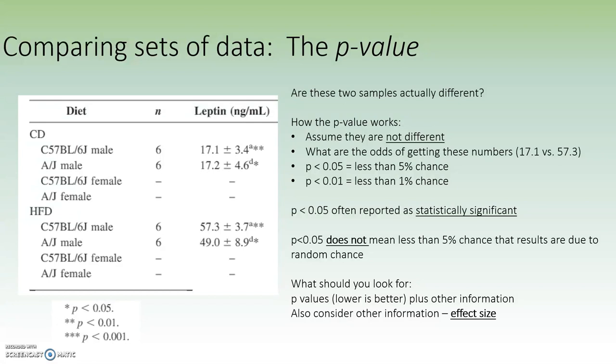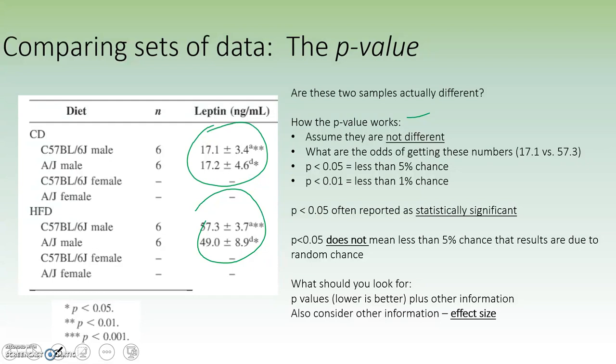Notice that the leptin values for the mice on the high-fat diet appear to be different, specifically higher than the mice on the control diet. So the question is, is this a real difference? Researchers get at this question by reporting what is called a p-value.